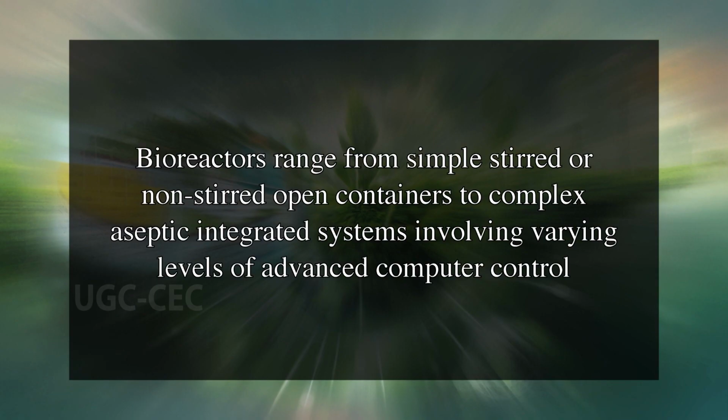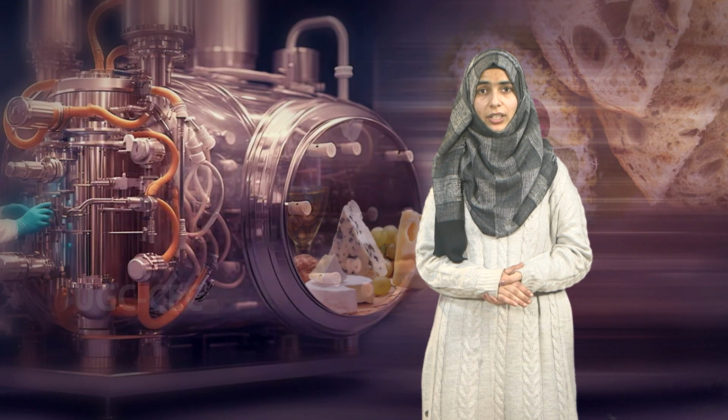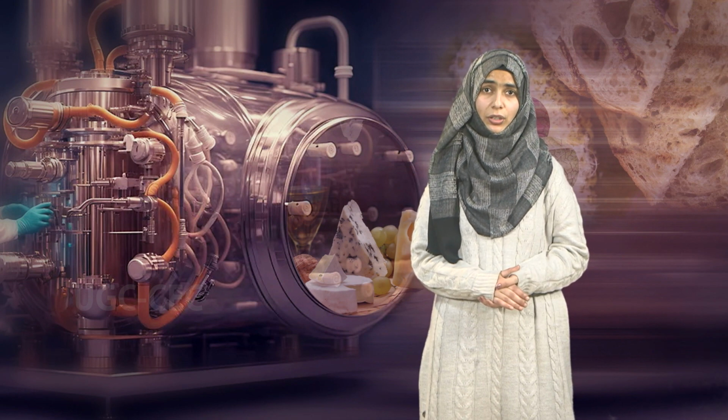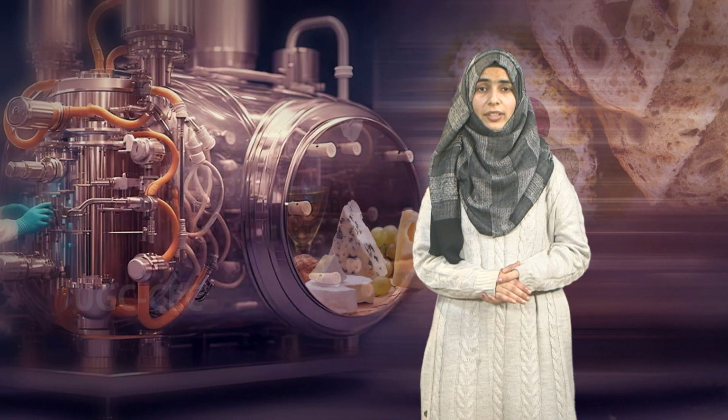Bioreactors range from simple stirred or non-stirred open containers to complex aseptic integrated systems involving varying levels of advanced computer controls. Bioreactors occur in two distinct types. In the first instance, they are primarily non-aseptic systems, where it is not absolutely essential to operate with entirely pure cultures. Example, brewing, effluent disposal system.